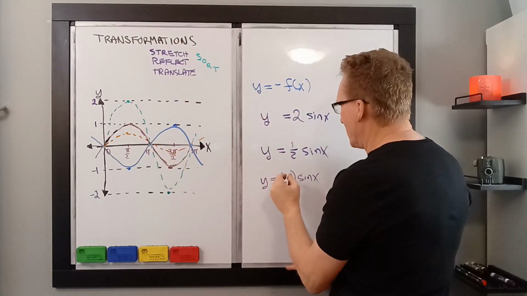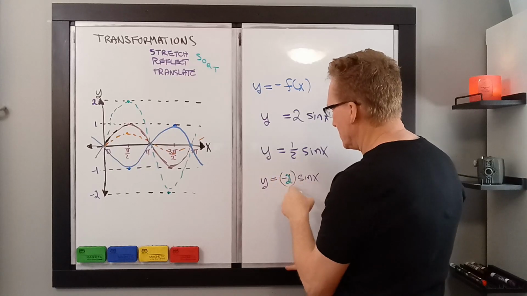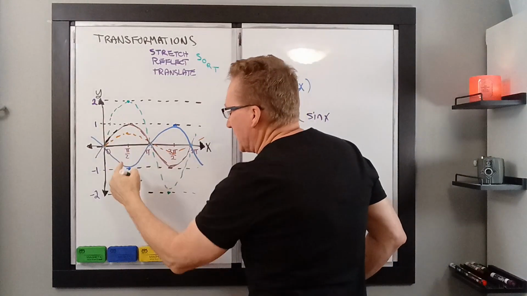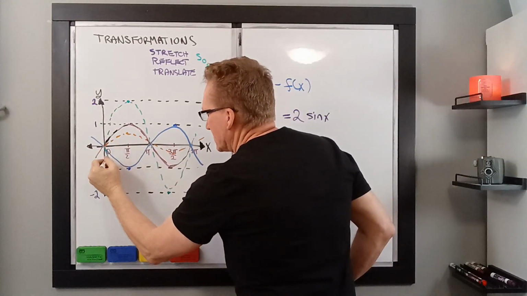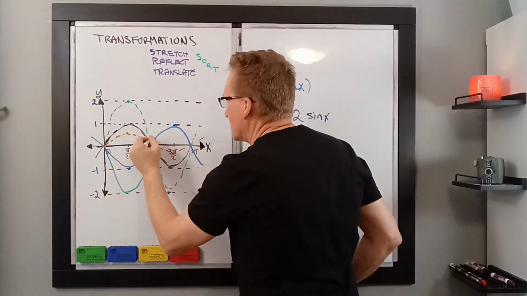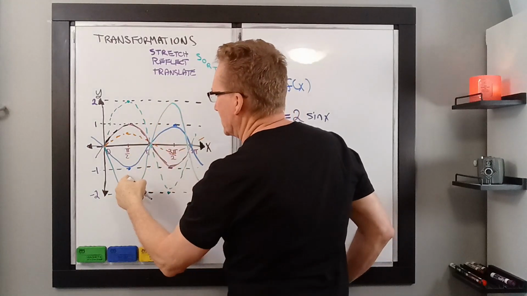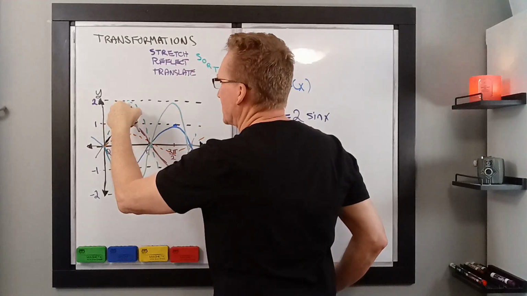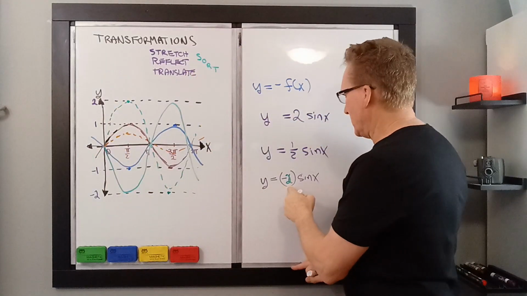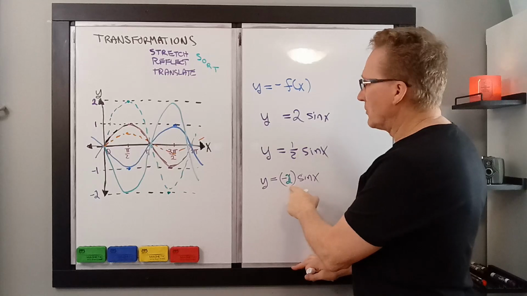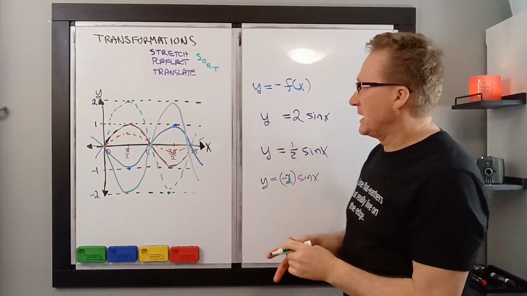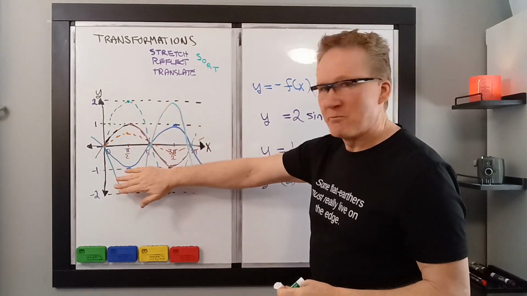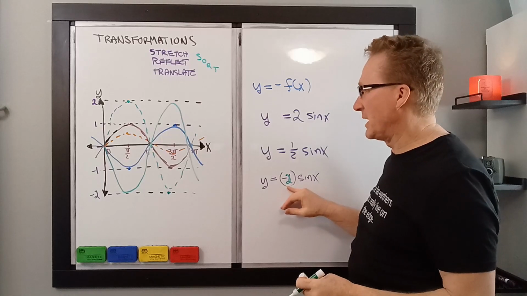If you made this number -2 instead, you're going to reflect it and stretch it. So you're going to have something like this. You're going to take this blue one, stretching it up here and then reflecting it. You can go either way. You can do the stretch first and then reflect, or you can just think of this as a stretch of -2.